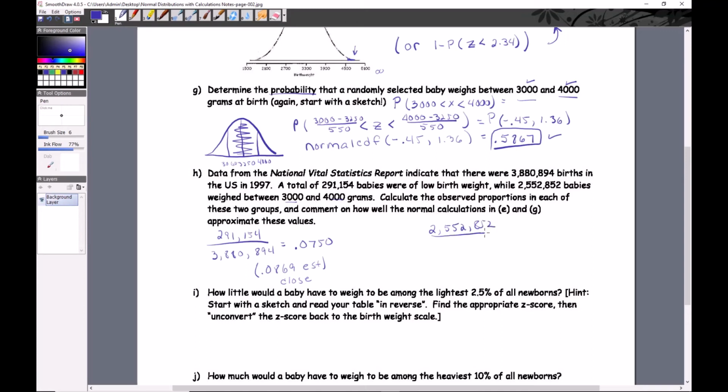That's 2,552,852, adjusted by the same total, 3,880,894. This will be a little different. This will be 0.6578. Remember, 4 places. And our estimate was 0.5867. So it's in the ballpark. It's not as good as what we had over here for the low birth weight babies, but this is what you run into with real data.